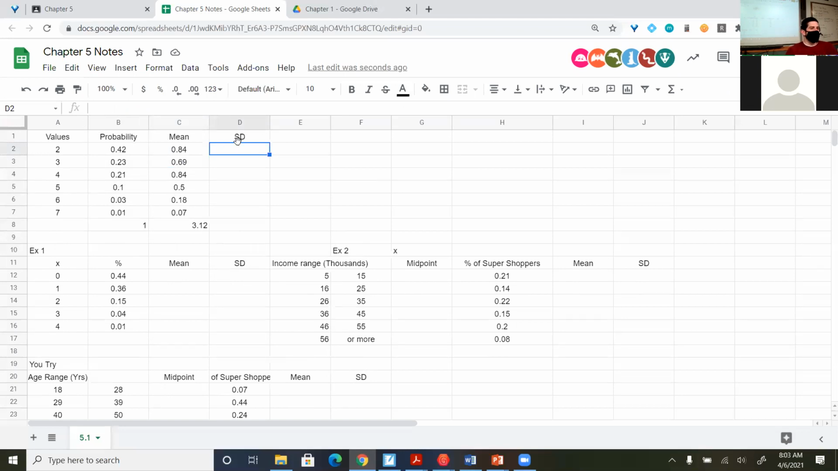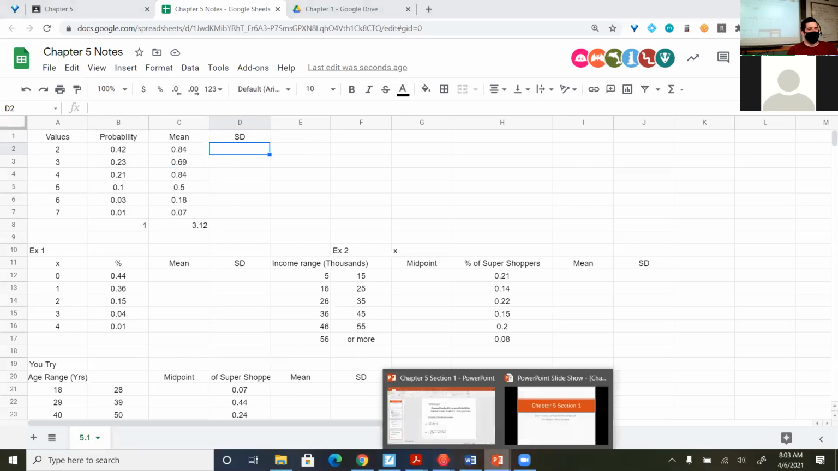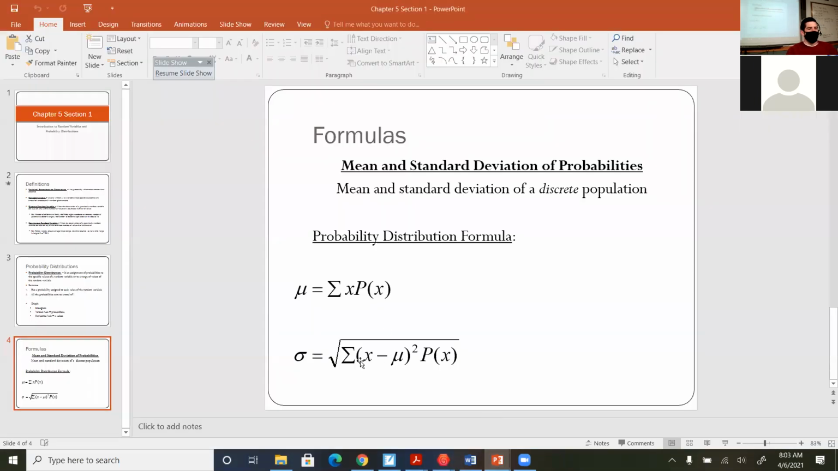Now for the standard deviation, I'm going to do this in 2 steps. The first step is going to be the x minus the mean squared times the probability of x. And then once I have that column, I am going to add the column up and take the square root of it. So the first column will be the x minus the mean squared times the probability of x. And then the second column will be finishing off the square root.